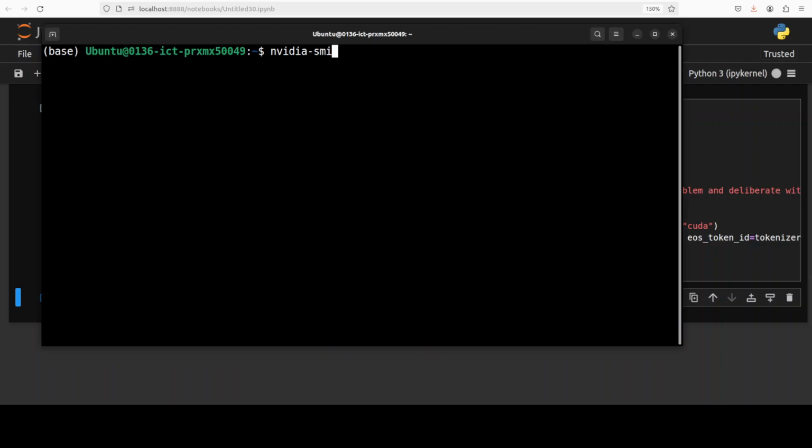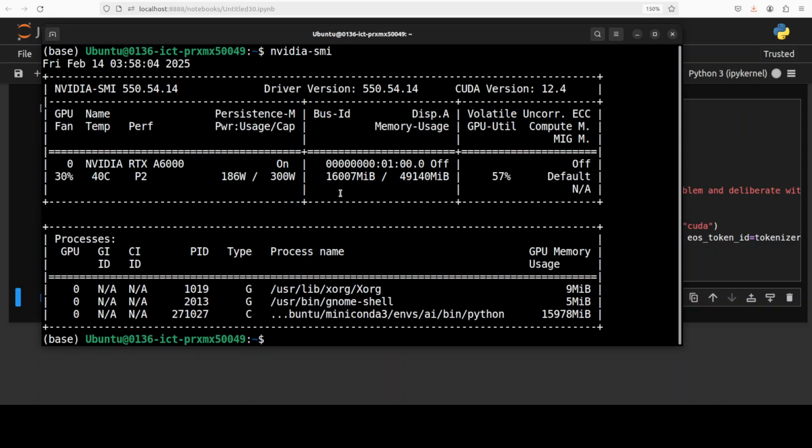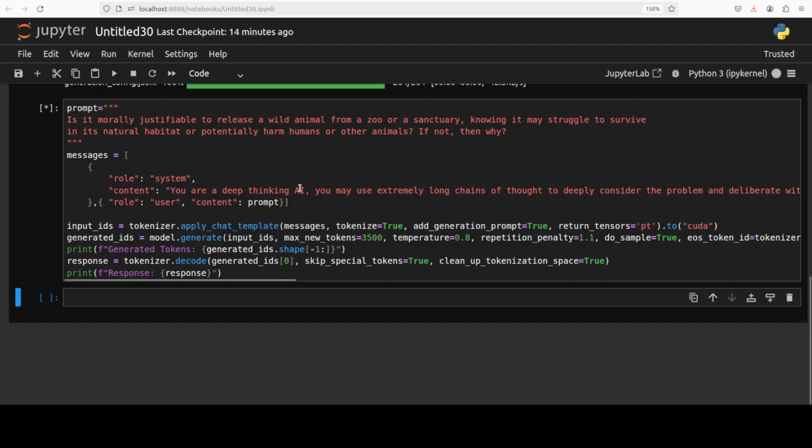Meanwhile, let's quickly check the VRAM consumption. So it's consuming around 16 gig of VRAM, which is, I guess, standard for a Llama 3.1 8 billion model. So that is no surprise there. So let's wait for it. I have seen it taking sometimes even a full minute or 2 minutes to get back.